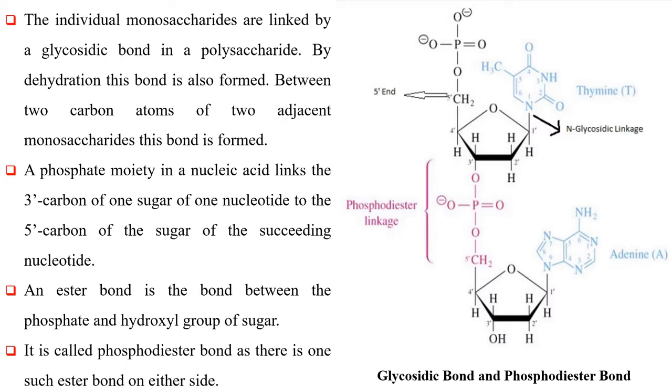The individual monosaccharides are linked by a glycosidic bond in a polysaccharide. This bond is also formed by dehydration, between two carbon atoms of the two adjacent monosaccharides. A phosphate moiety in a nucleic acid links the 3' carbon of the sugar of one nucleotide to the 5' carbon of the sugar of the succeeding nucleotide. An ester bond is the bond between the phosphate and the hydroxyl group of the sugar. It is called a phosphodiester bond as there is one such ester bond on either side.